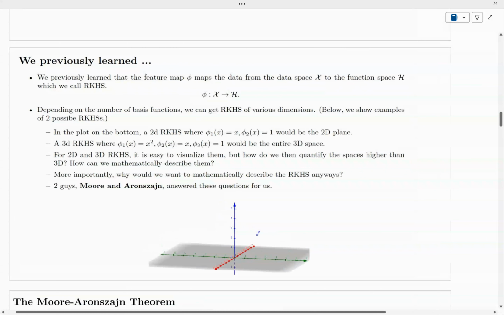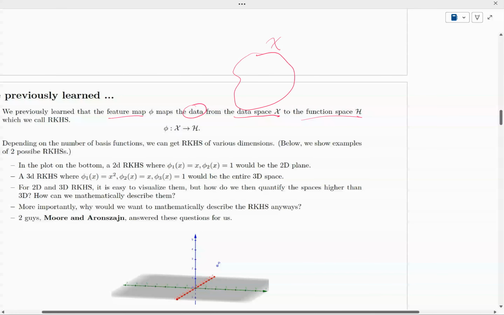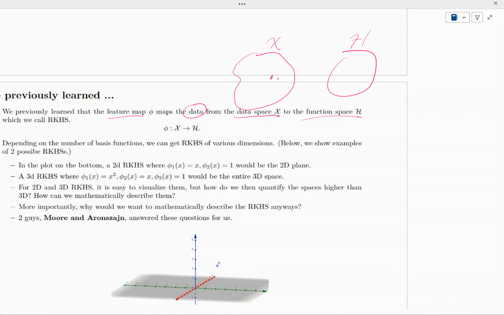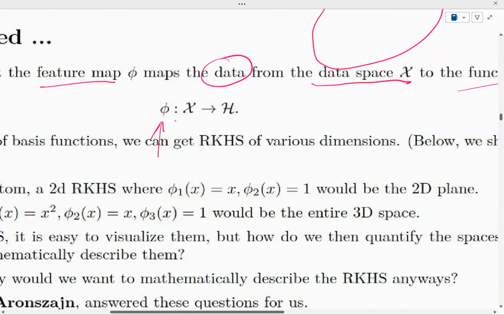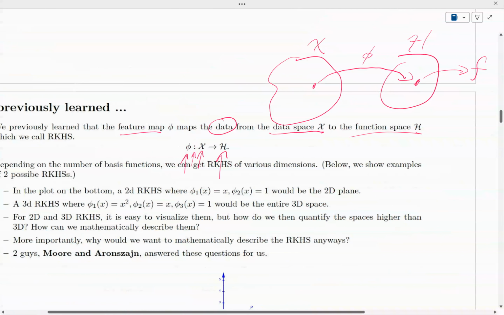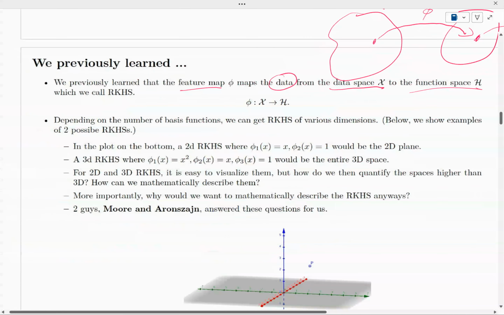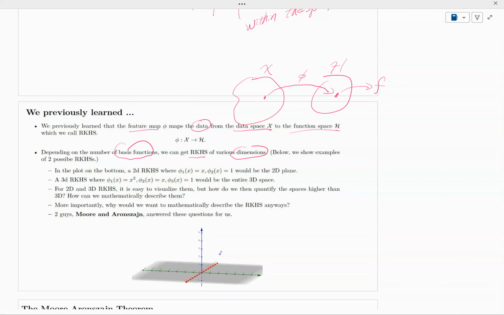We previously learned that the feature map maps the data from the data space to the function space, right? So here I keep drawing the same picture. It maps the data from the data space to a function space, and over here is a function. This notation says that it's a function that maps the data from the data space to the function space. Depending on the number of basis functions, we can get RKHS of various dimensions, right?